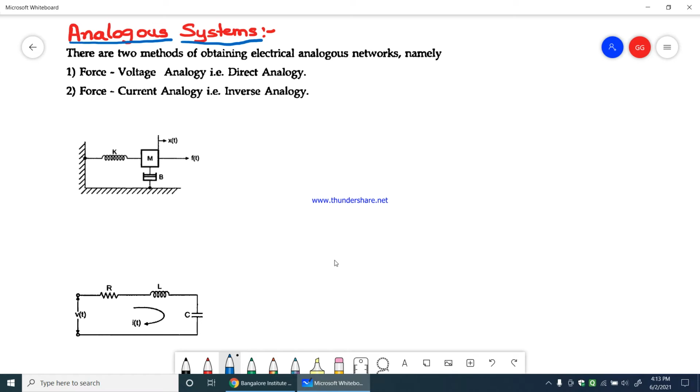There are two methods of obtaining an electrical analogous network. One analogous network that we write is the force voltage analogy, which is also called the direct analogy. The second analogous network which we normally write is the force current analogy, which is given another name, the inverse analogy.